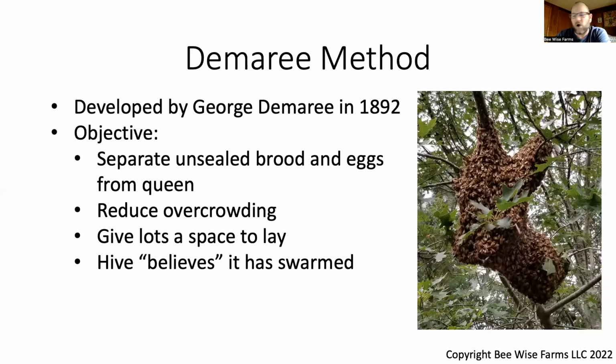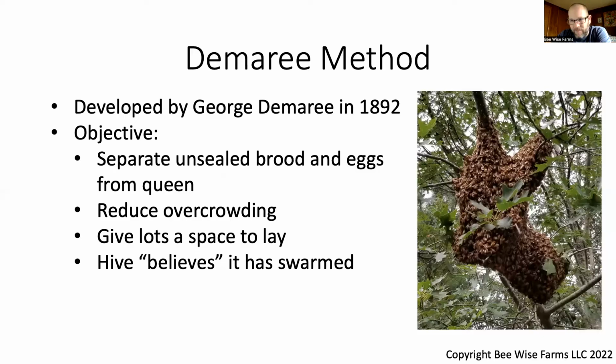So this is the method that I use when I find my back against the wall and I have a colony that is already on its way to swarming. A dozen queen cells on the bottom of frames, backfilling all over the place, lots of young bees, all the signs of a swarm. So the objective of this, and I'm going to show you a graphic here in just a moment, is you're trying to separate unsealed brood and eggs from the queen. So you're getting all that young brood away from the queen. You're going to reduce overcrowding by doing this, and you're going to give the queen lots of space to lay in this process.